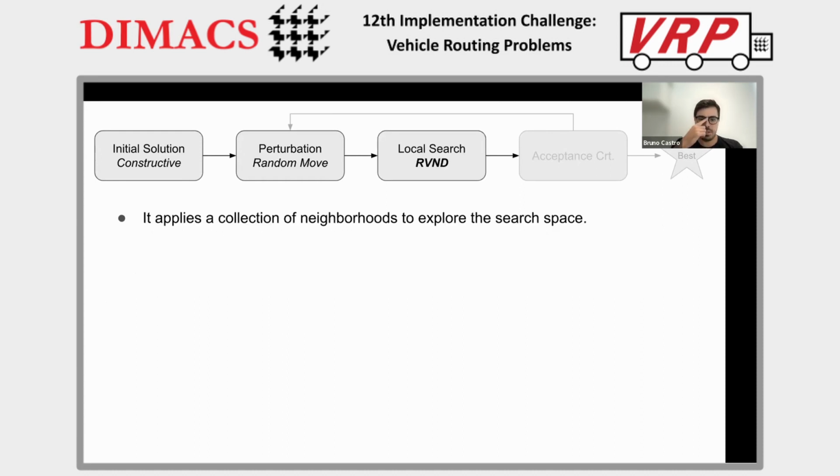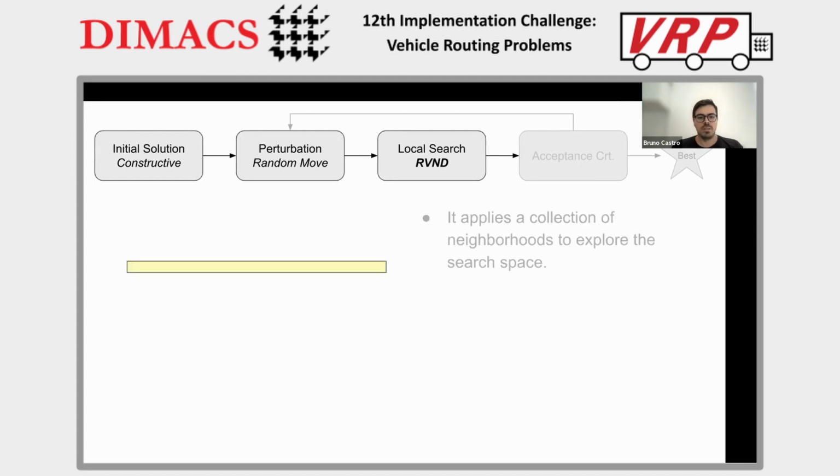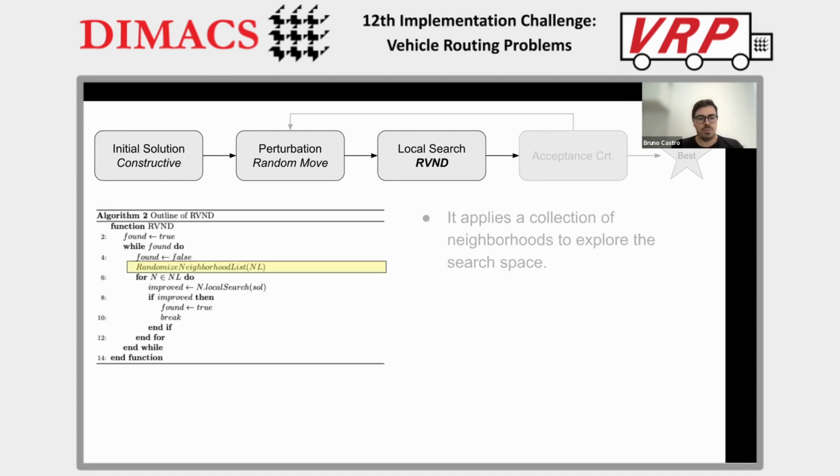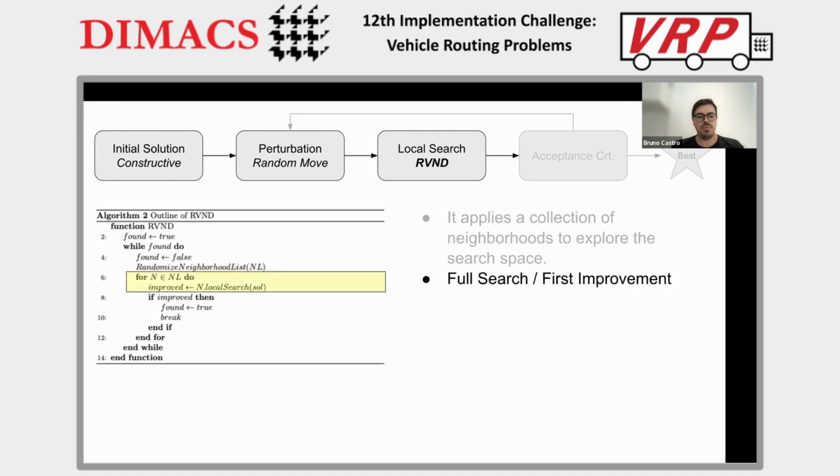The local search, as I said, is RVND. We walk in the neighborhoods. First, we randomize the neighborhood list. And for each neighborhood we do a local search, a full search with first improvement strategy. And we do this until we cannot improve it anymore.